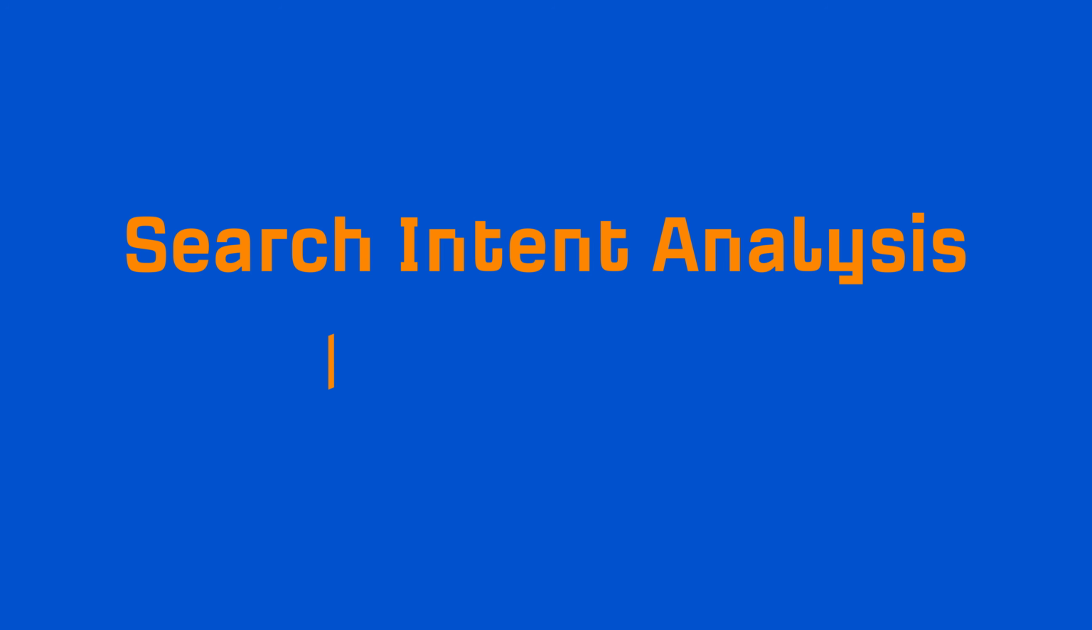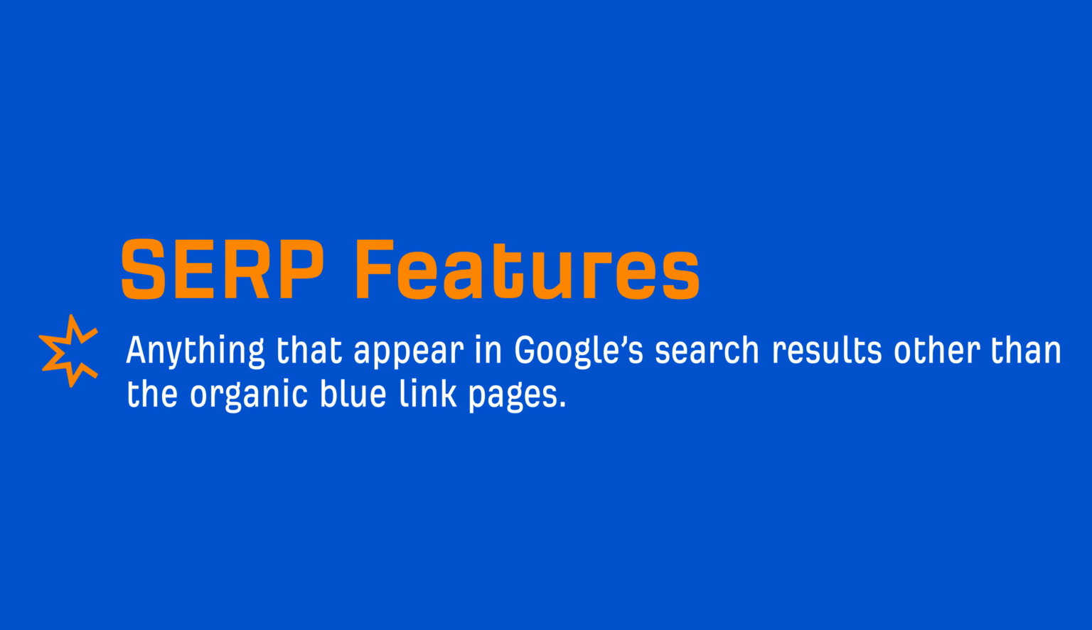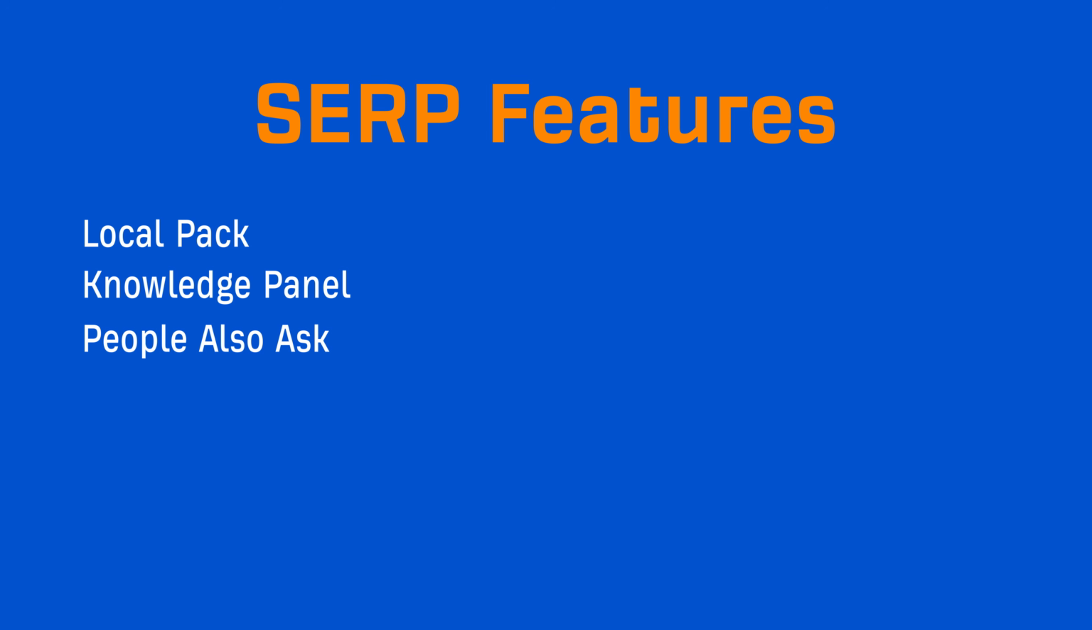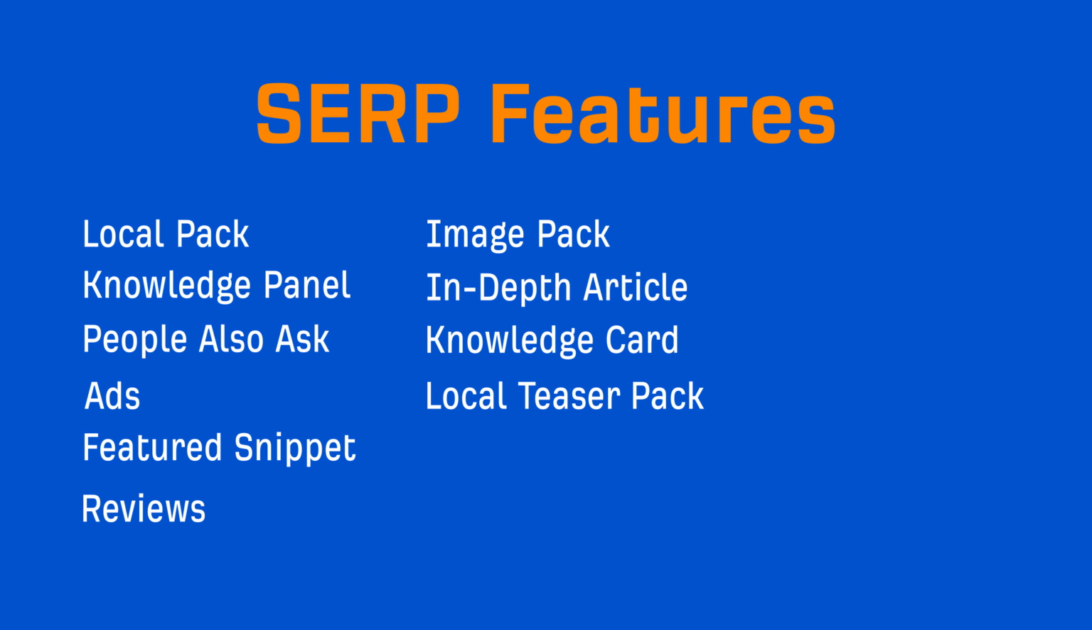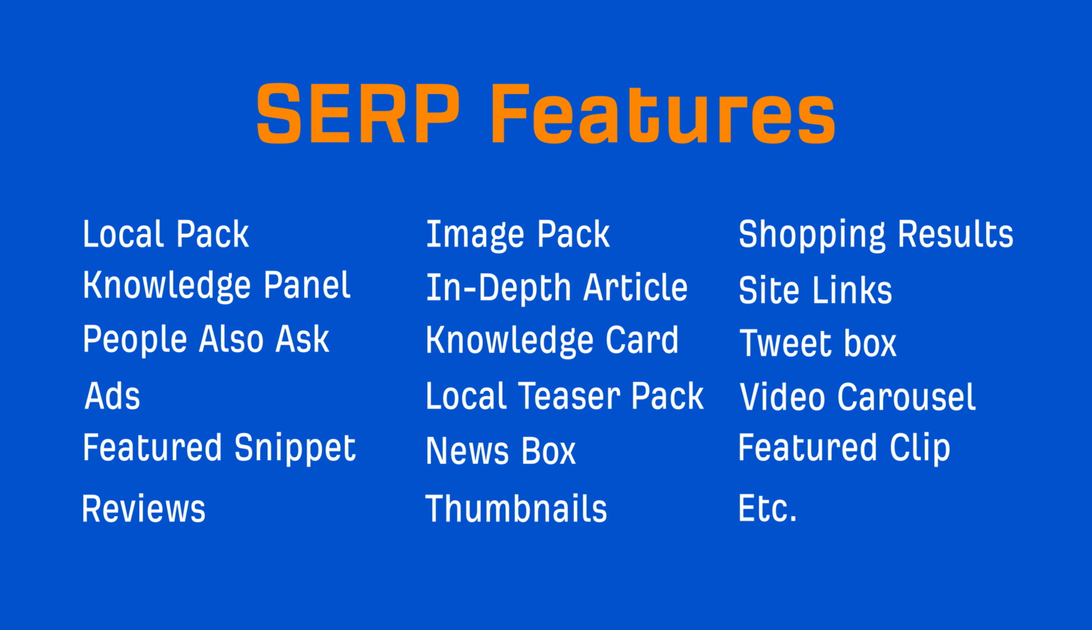Alright, let's move on to the second thing you should look at, and that's SERP features. SERP features are anything that appear in Google search results other than the organic blue link pages. So that includes local packs, knowledge panels, people also ask, ads, and I'll stop listing them out because there are a ton of them, and this list is far from exhaustive. Now, SERP features actually help to paint a clear picture of how Google sees user intent.